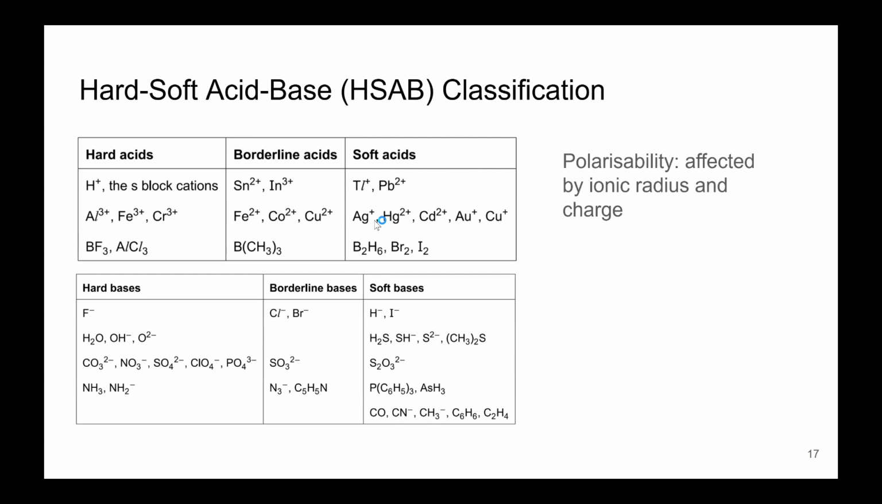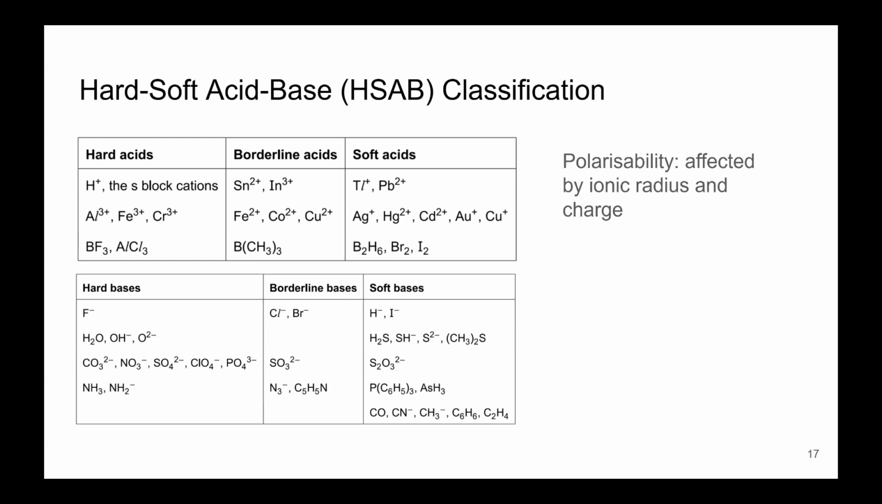So here I have placed two tables, and these tables introduce you to some examples of hard acids, soft acids, hard bases, and soft bases. As you can see, the polarizability is affected by the ionic radius and charge. So the higher the charge, the lower the polarizability, and the higher the ionic radius, the higher the polarizability. The borderline acids and bases just mean they're in between, and it will really depend on a lot of other factors.